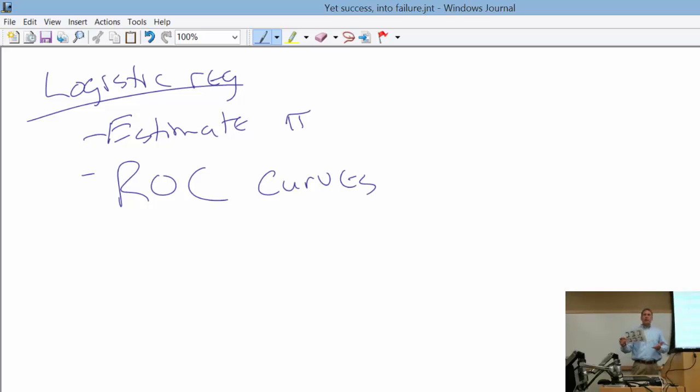With ROC curves, make sure you have a good understanding of sensitivities and specificities, and how to make decisions about which model you're going to go with, depending upon sensitivities or specificities.